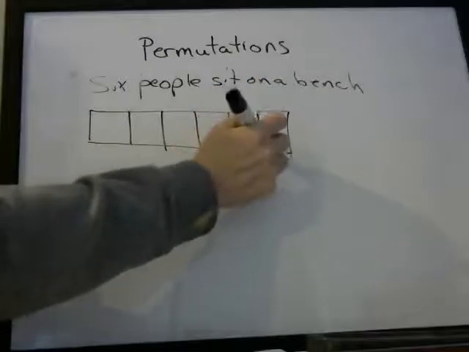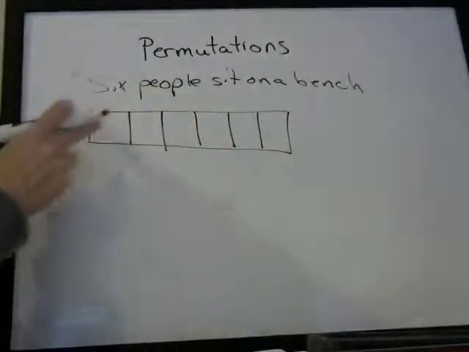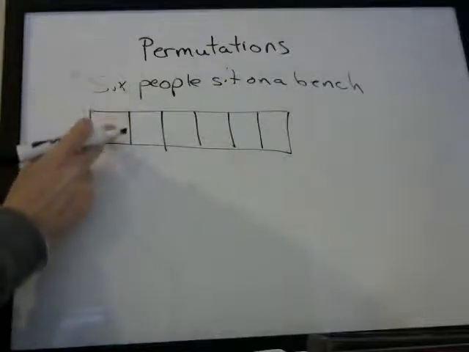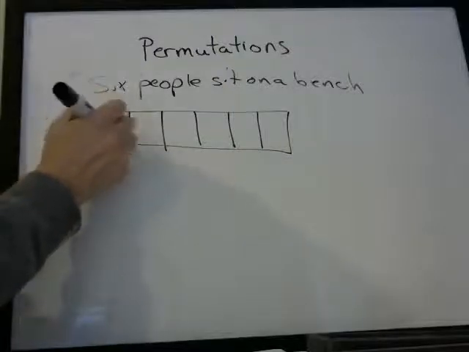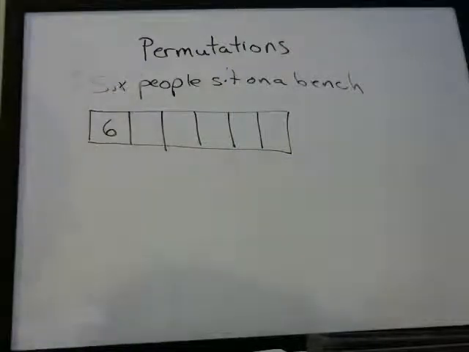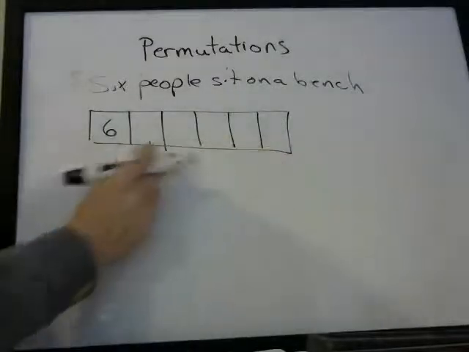There's 6 seats on the bench. So if we have 6 people, who can sit in that first spot? Well, any 6 of them. So there's 6 possibilities for that first spot. But once someone sits down, they can't sit in any of the other spots.